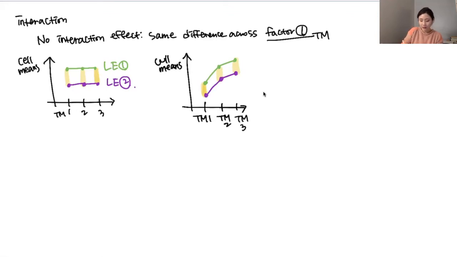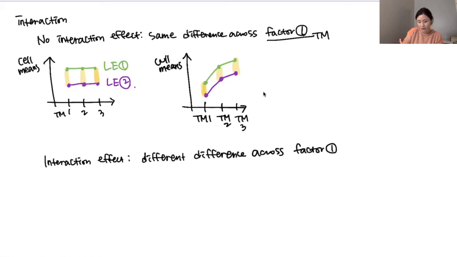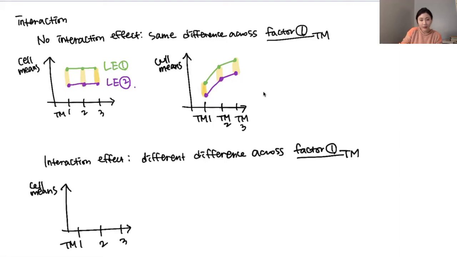However, if we have an interaction effect across factor 1, which is teaching method here, for example, this is the cell mean for teaching method 1, teaching method 2, and teaching method 3. My first learning environment goes this way. However, my learning environment 2 test score means go this way.